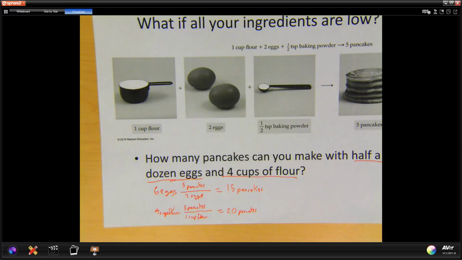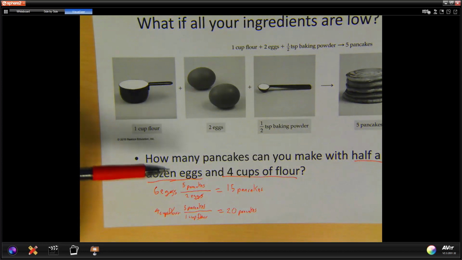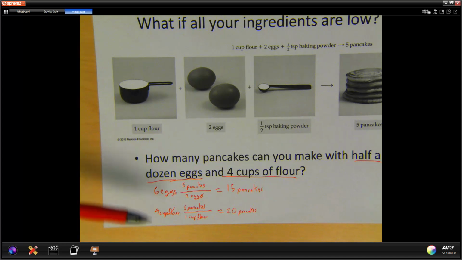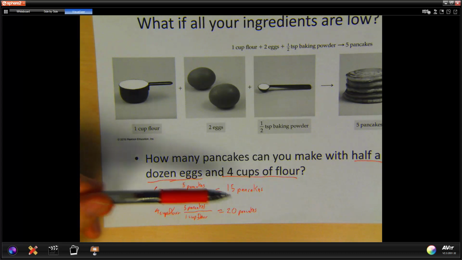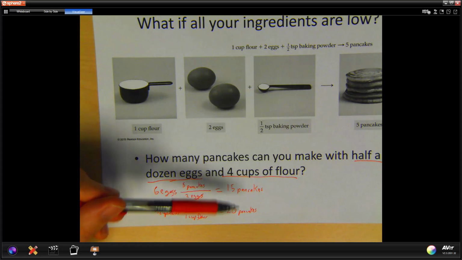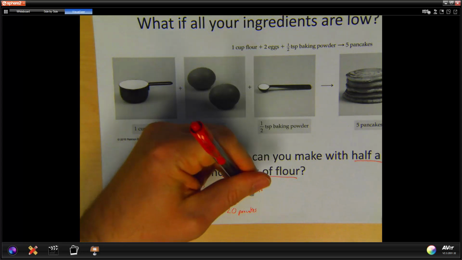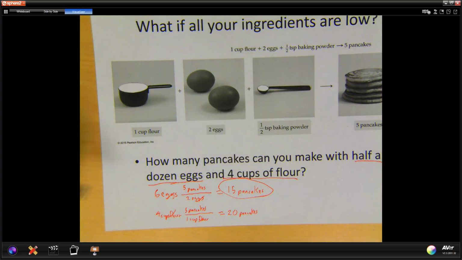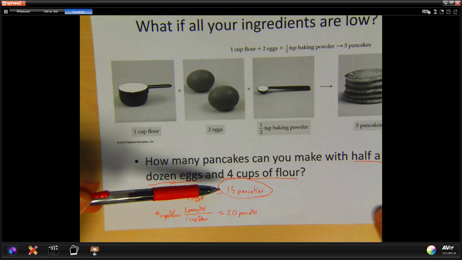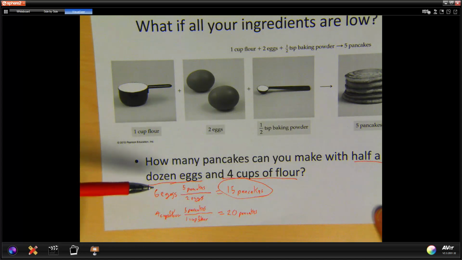Okay, so what we've done is we've solved this problem twice. Once based on eggs, once based on flour. Once we've done that, what we then do is we compare the answers. We're comparing here pancakes to pancakes. Whichever one is the smallest is the one that we can do. So 15 pancakes is the smallest. So we can make 15 pancakes with 6 eggs and 4 cups of flour.